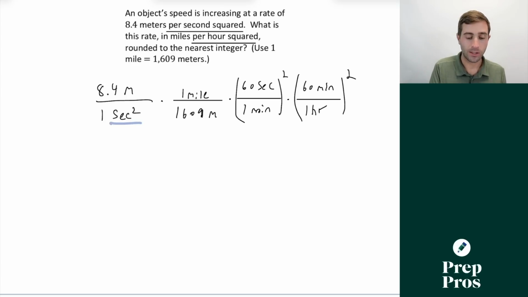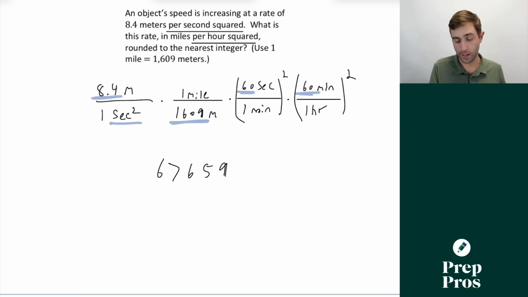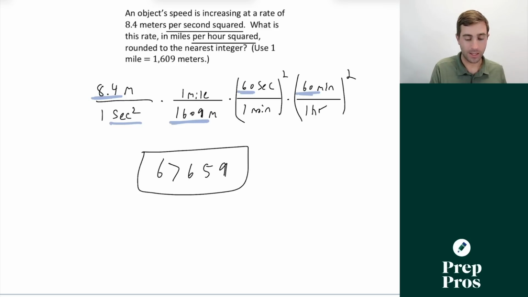So really what we are doing here is 8.4 divided by 1,609 times 60 squared times 60 squared. And that's going to give us our correct answer here. So we're going to go ahead and pop that into the calculator. And then this is going to give us a nice big number, 67,659. And since we have like 0.41 rounded to the nearest integer, this is going to give us our correct answer of 67,659. Just be really careful with those squared or cubed units.